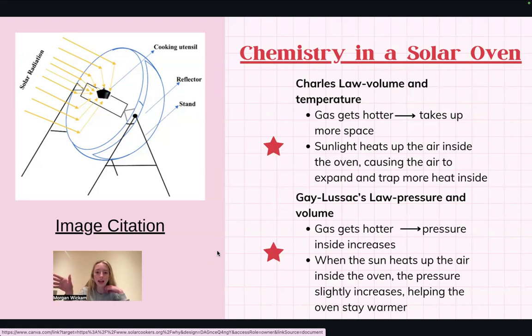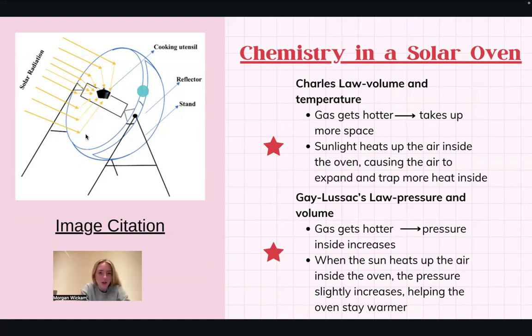Then we have Gay-Lussac's law, which says when the sun heats up the air inside the oven, the pressure slightly increases. And what does the increased pressure do? Why is that important? Well, it helps the oven stay warmer, which helps the food cook. So I was really interested to learn about these two gas laws that are prevalent in these solar cookers.